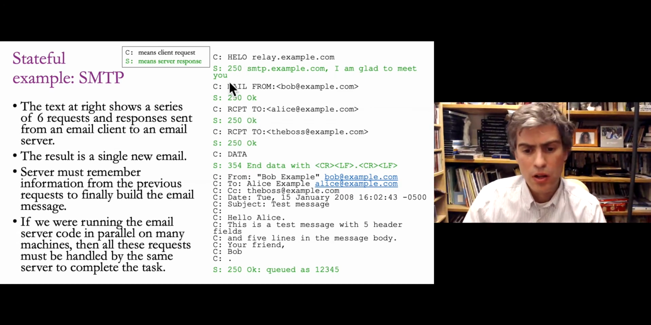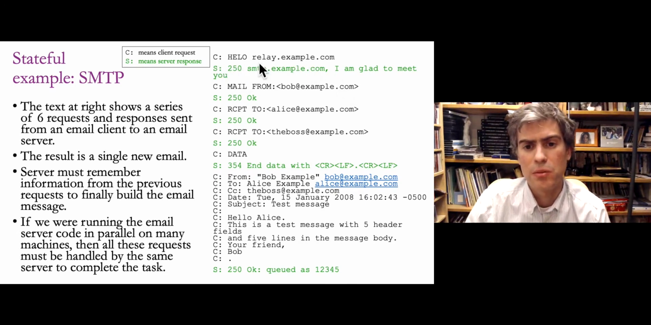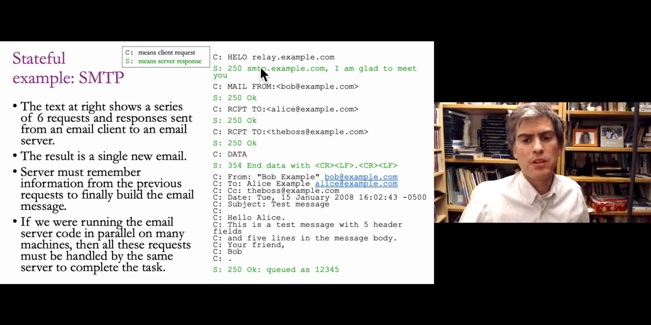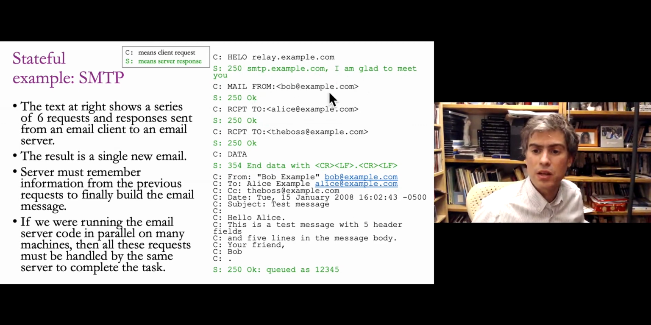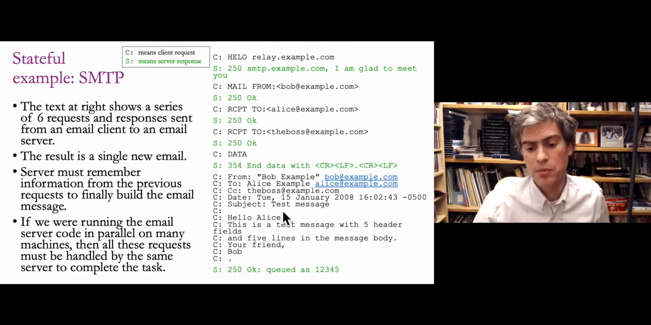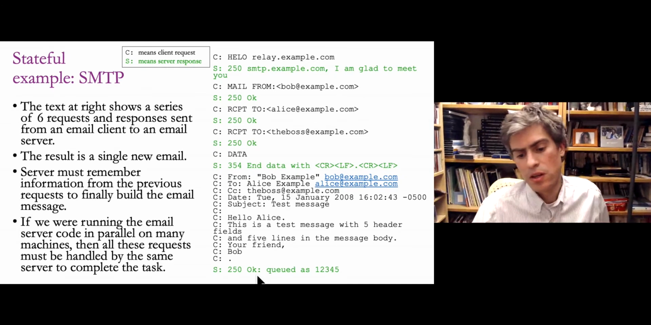So on the right-hand side, you see a series of client messages and server responses. The client messages are in black. These come from the device that's sending an email. The server receives those messages and sends back the green responses. So there's a hello, there's a response to that, and then line by line, the client provides information about the email message that it wants to send, until finally it provides the actual message. And then finally the server accepts it and delivers it.